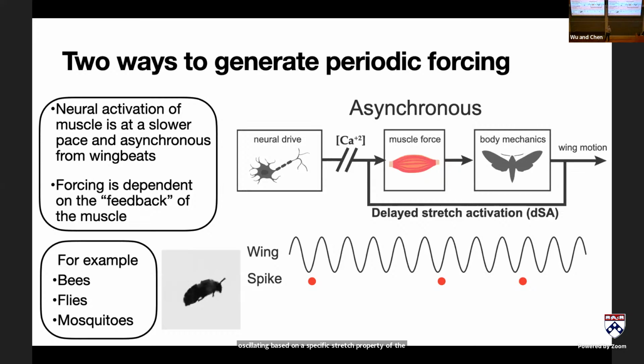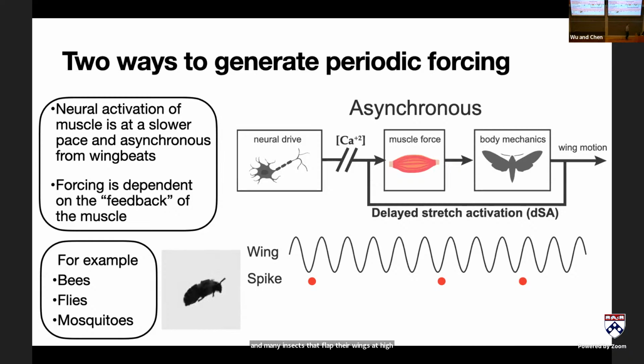Meaning you don't have signals that are telling this wing to oscillate at a particular frequency. Instead, the feedback from a muscle being stretched and then a particular response of the muscle to that stretch causing it to activate yields truly asynchronous autonomous oscillations of the wing beat. And many insects that flap their wings at high speed use this kind of asynchronous actuation.